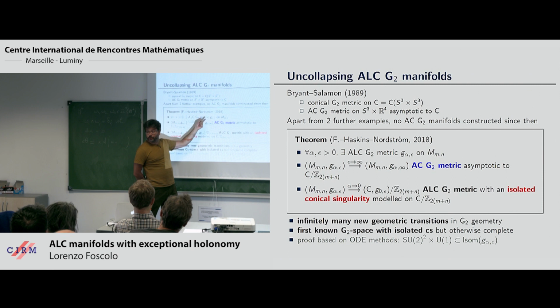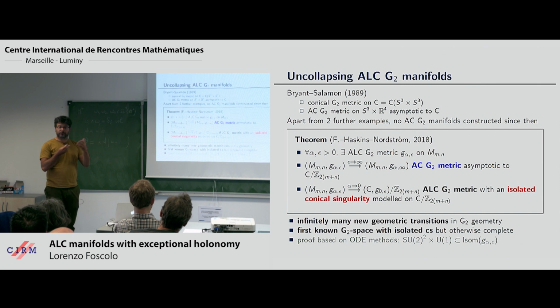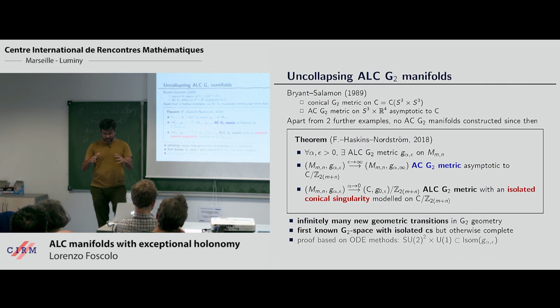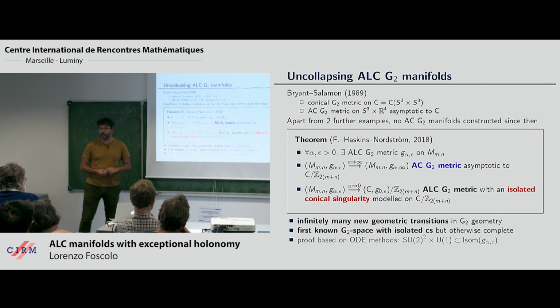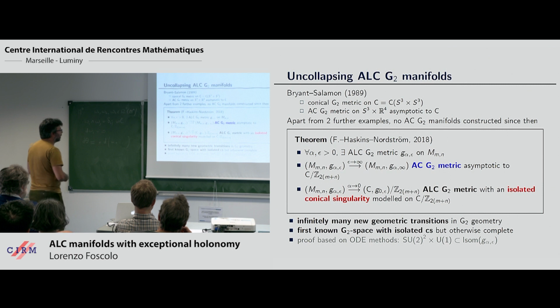There are two ways of trying to understand the limit using scaling. One is to fix the size in the interior and let the size of the circle at infinity grow. In the limit, we proved there exists an asymptotically conical G2 metric that appears as a limit on the smooth manifold, as you would hope to be true if everything went the right way.